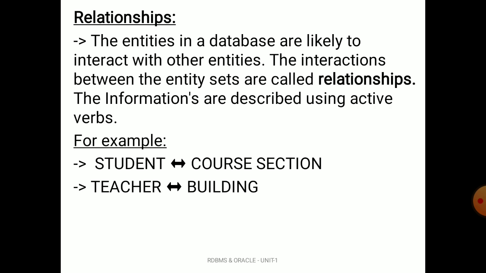For example, student is an entity set and course section is another entity set. These two are interacting with each other. And also teacher is an entity set, building is another entity set. The two entity sets are interacting with each other.